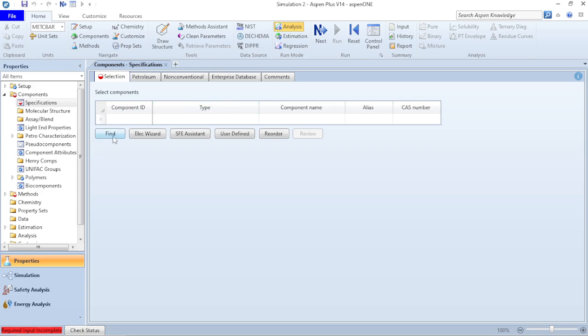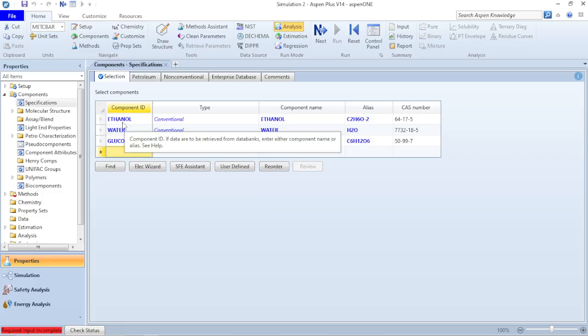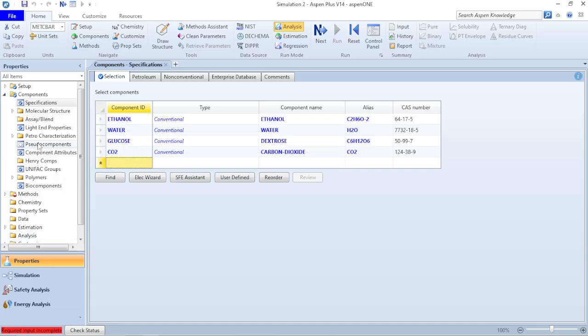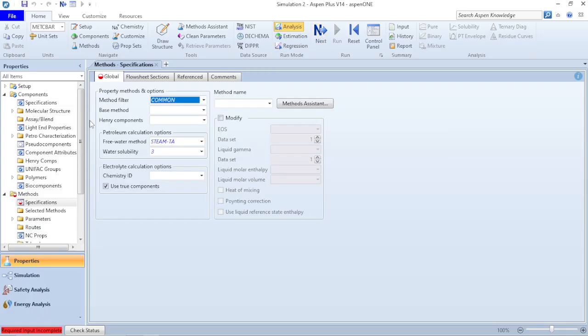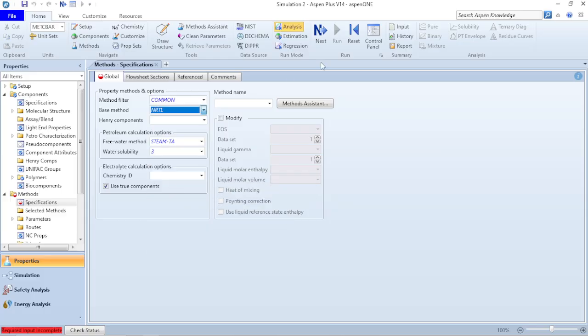Here in Aspen Plus, we select our components. We're starting with ethanol. We have water, we have glucose, and then we have CO2. The method we're supposed to be using for this is the NRTLRK. Under the base model, I pick my NRTL, and then I can change the method name to this.